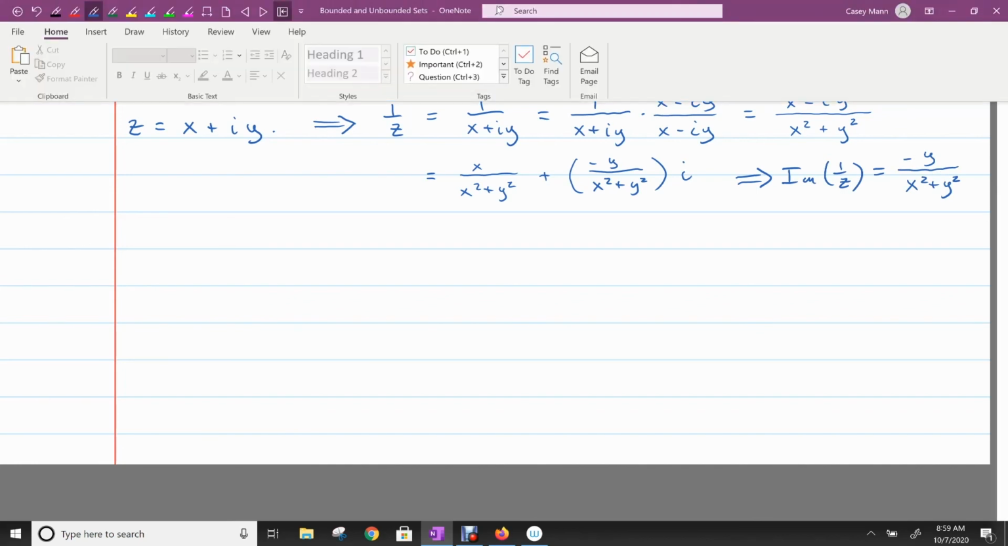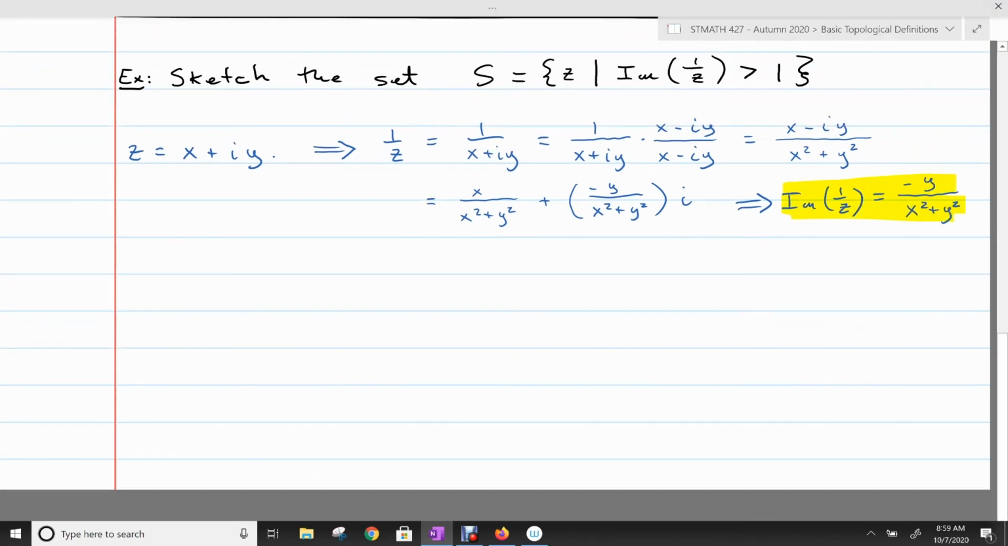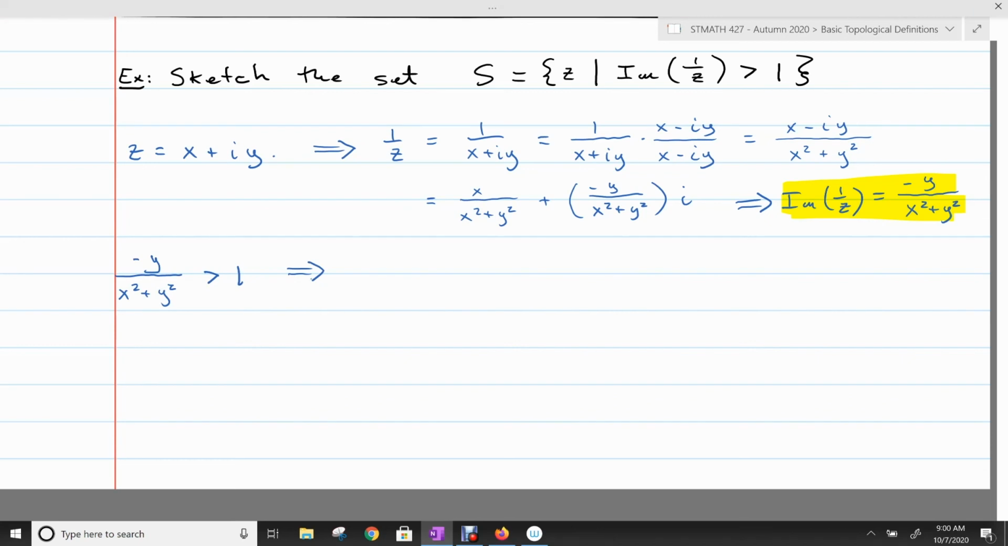So that's important because in the description of that set, I'm looking at the set of z's where the imaginary part of 1 over z is greater than 1. Negative y over x squared plus y squared being greater than 1, we can think about the set of x, y's that would satisfy that inequality. X squared plus y squared would be positive, so we can multiply both sides of the inequality by that positive amount, and you'd get negative y is greater than x squared plus y squared. And then we can put everything on one side of the inequality and write it as x squared plus y squared plus y is less than 0.